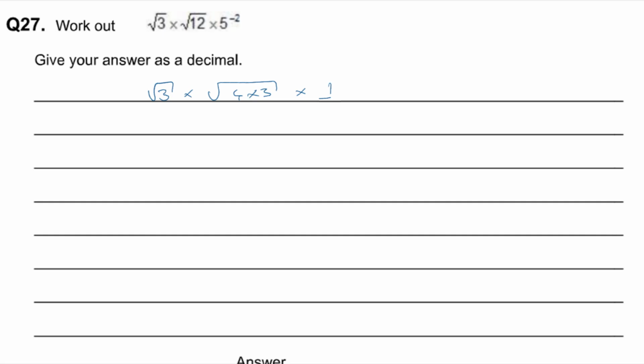5 to the minus 2 is 1 over 5 squared, isn't it? So then I've got root 3 times, well, root 4 is 2, so that's going to be 2 root 3. And that's divided by 5 squared. But root 3 times 2 root 3 is going to be, root 3 times root 3 is 3, times 2 is 6, so it's going to be 6 over 25. Okay, and that's my final, no it isn't, because that's not a decimal. If I times top and bottom by 4, I'm going to get 24 over 100, and then that as a decimal is going to be 0.24, isn't it?